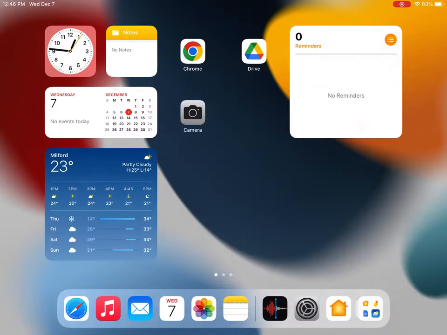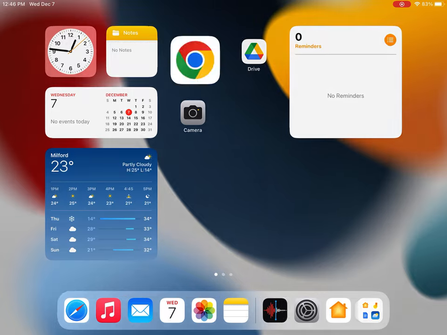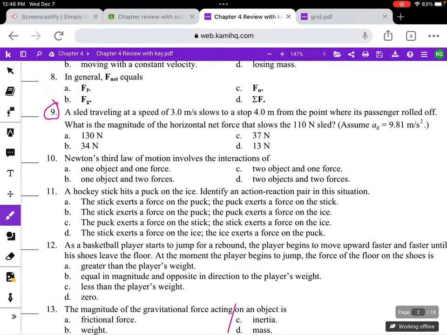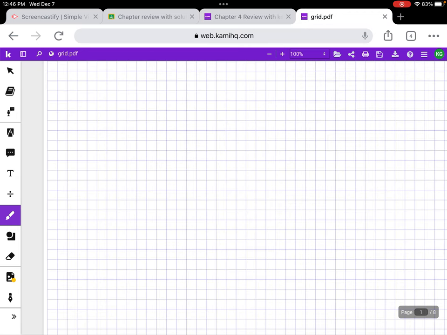Let's see if I can make this work for us. I will be working through a few of the chapter review problems. So the first one here I'm going to do is number 9.